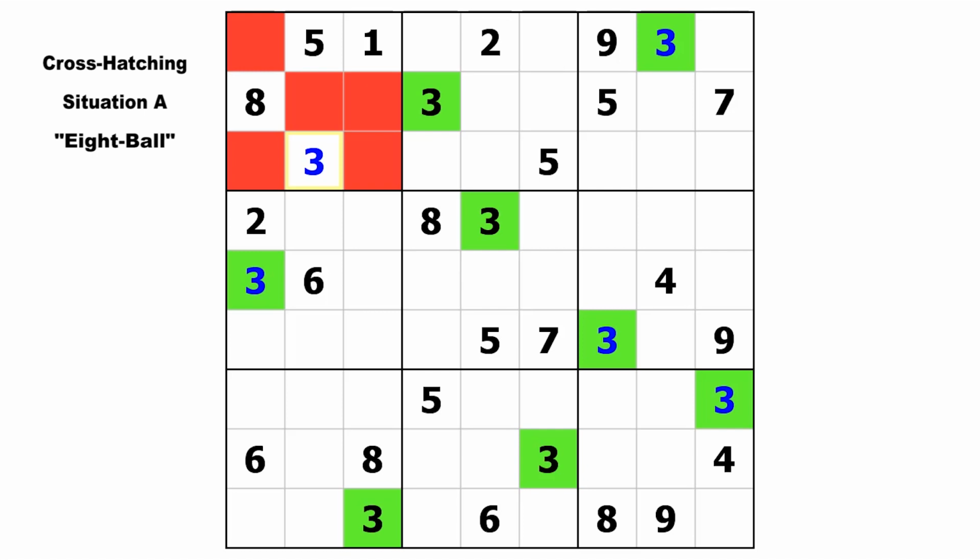But let's go back. Notice that because this cell can only see a 1, a 5, a 6, and an 8, at first glance it might look like it could possibly be 2, 3, 4, 7, or 9. But we know that it can only be a 3 because all of those red cells are blocked by the 3s. And this is how an 8-ball works. It will always guarantee a hidden single in that 9th block.